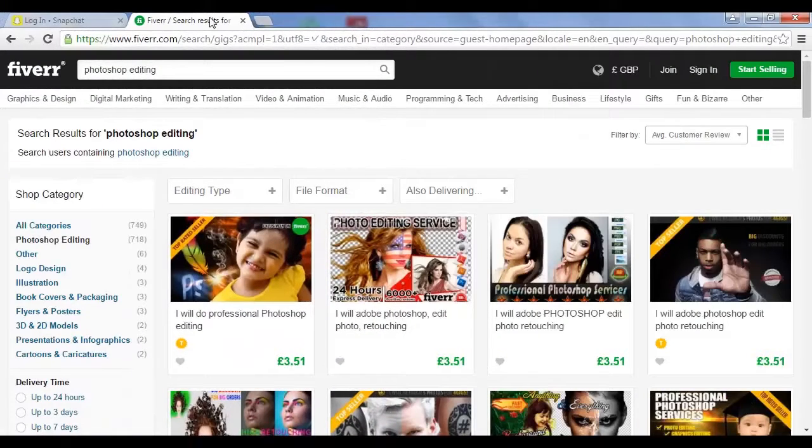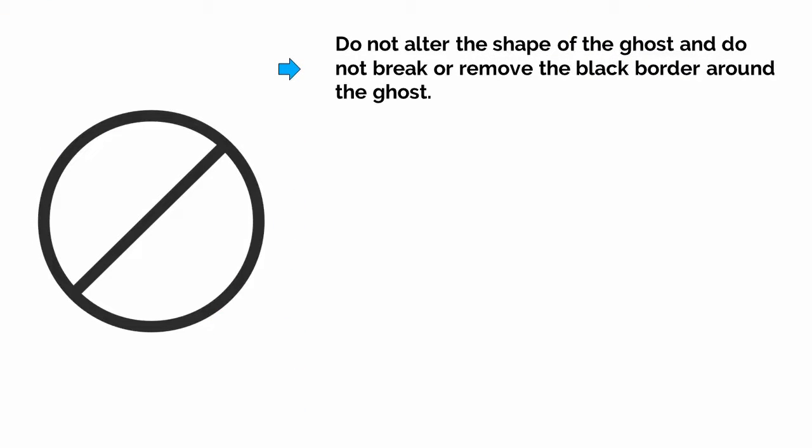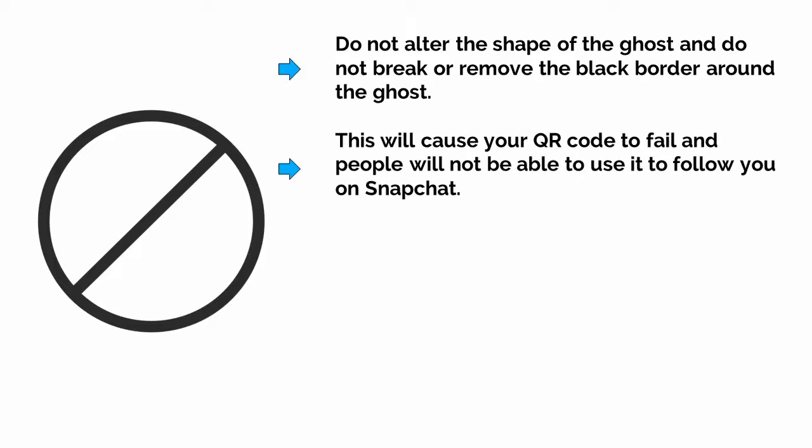You could also find someone on Fiverr to do it for you if you don't have Photoshop or don't want to use it. There are some pretty specific guidelines that you need to follow, however, and if you're outsourcing this project, make sure that you share these with the person. Do not alter the shape of the ghost and do not break or remove the black border around the ghost. This will cause your QR code to fail and people will not be able to use it to follow you on Snapchat.